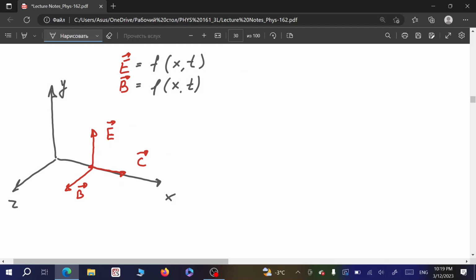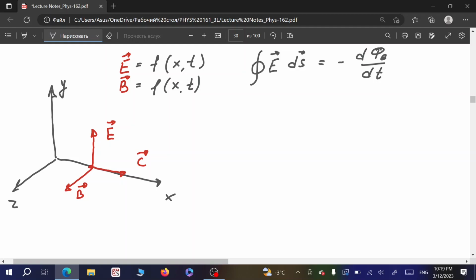So now we can consider two equations from the system of Maxwell equations, in particular Faraday's law. Faraday's law tells us that the integral over closed path of scalar product of electric field vector and ds vector will be equal to minus dΦB over dt.